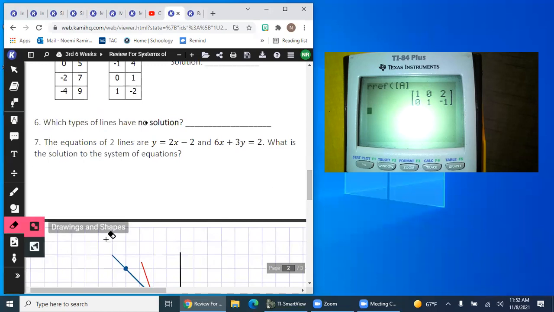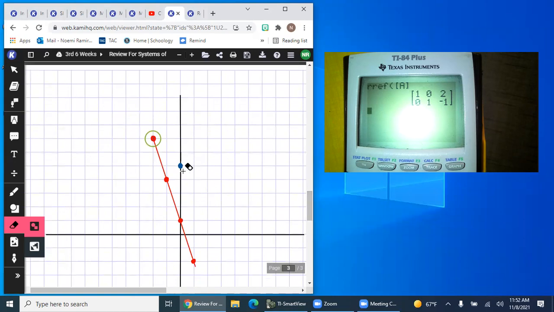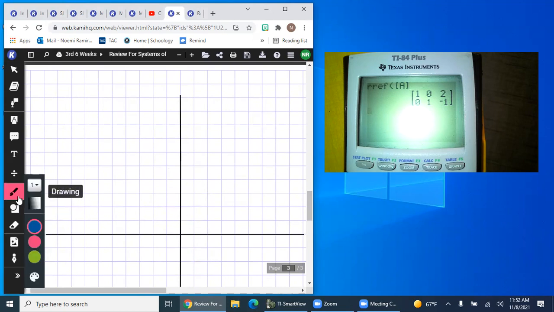Uh-oh, I already graphed them. Whoops, let me erase this. My bad. All right, so the first ordered pair is 2, 3. So I'm gonna plot that right here. 0, 5 right here. -2, 7. And then -4, 9 is right here.